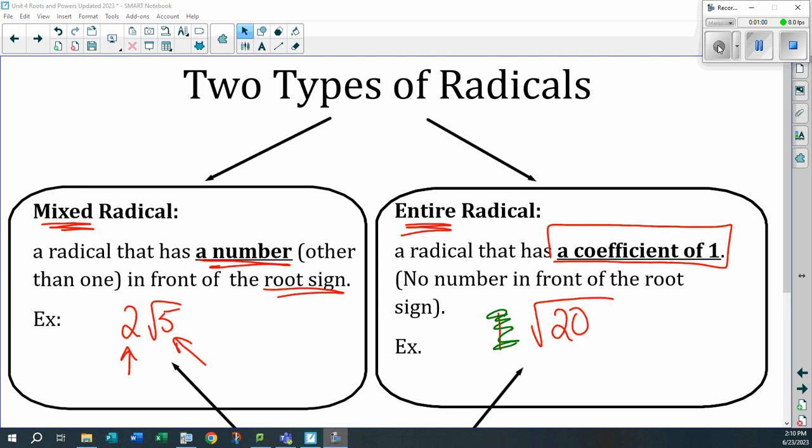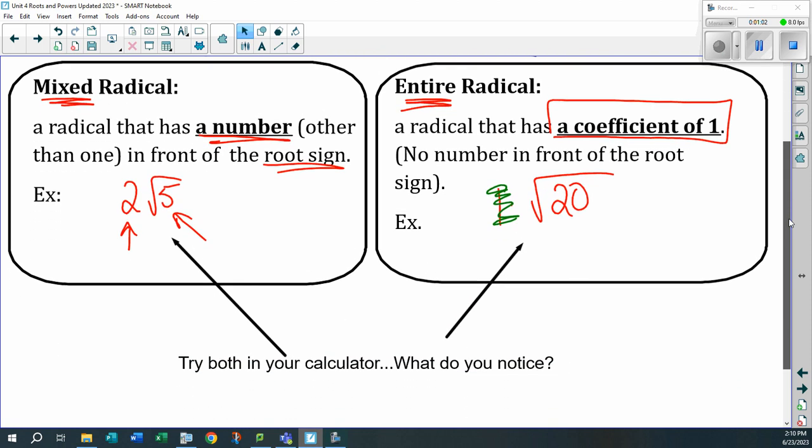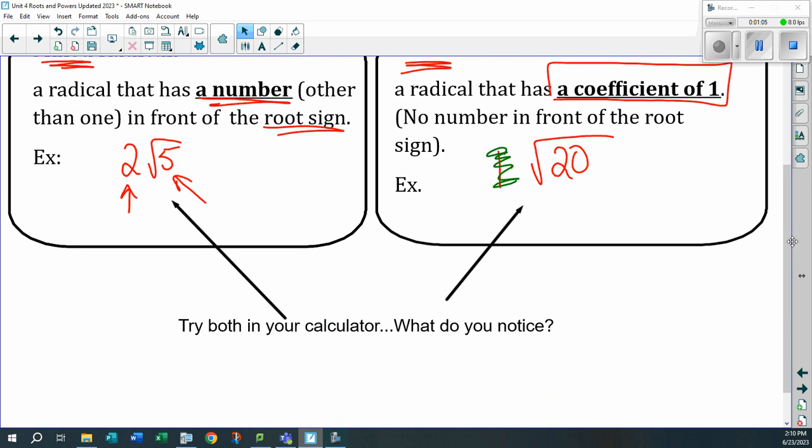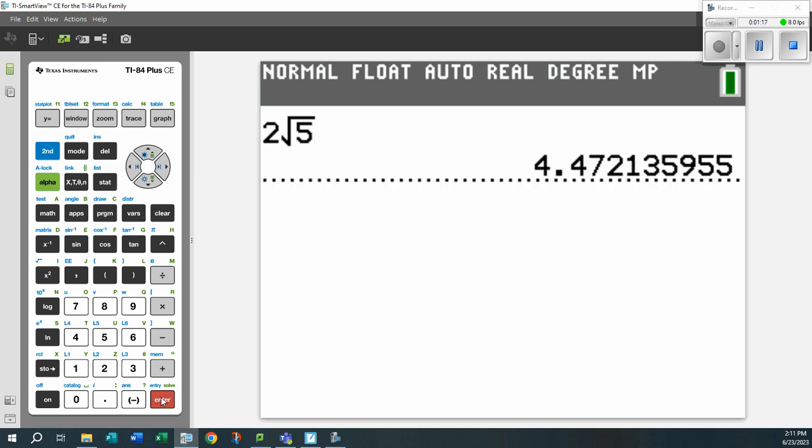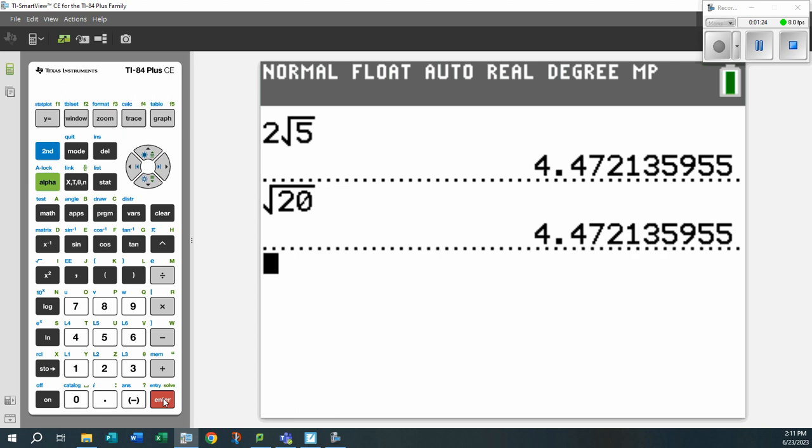You ready for this? I want to put this in my calculator. So grab your calculator right now. Let's put both 2 root 5 and root 20 into your calculator. Okay, so here we go. Watch this. 2 square root 5, and just punch it. Boom. Now check this out. Square root of 20. Watch this. This is going to just boggle your mind. Ready? Boom. They're the same number. These guys are the exact same number. They just look a little bit different. Why? Because one's a mixed, one's an entire.